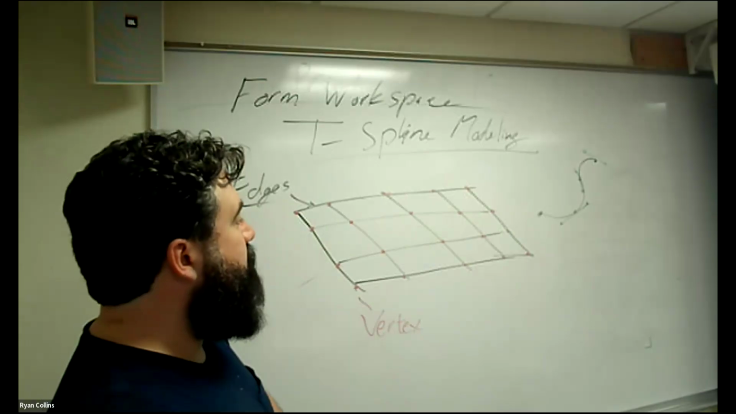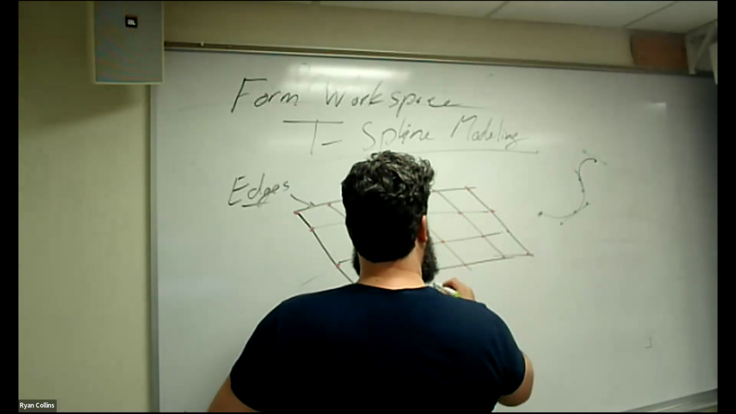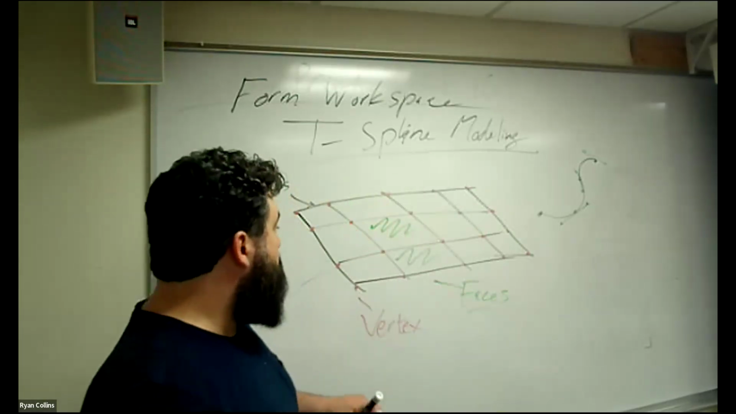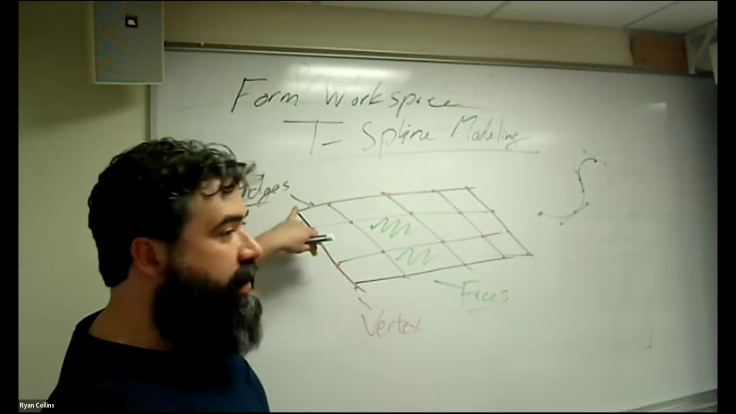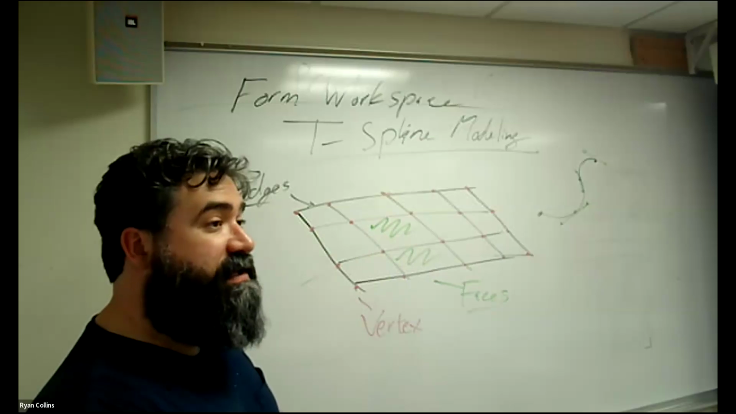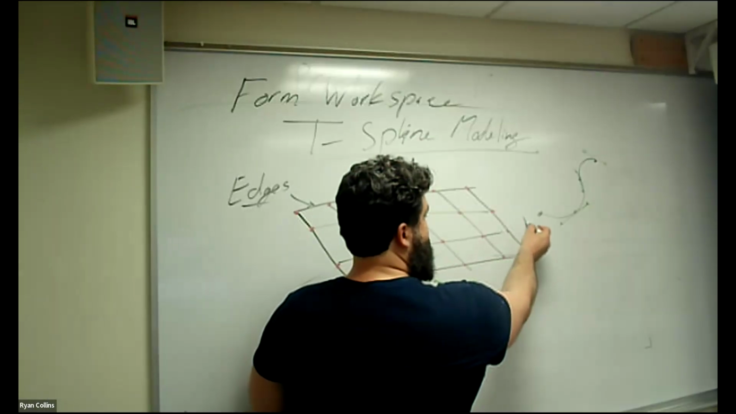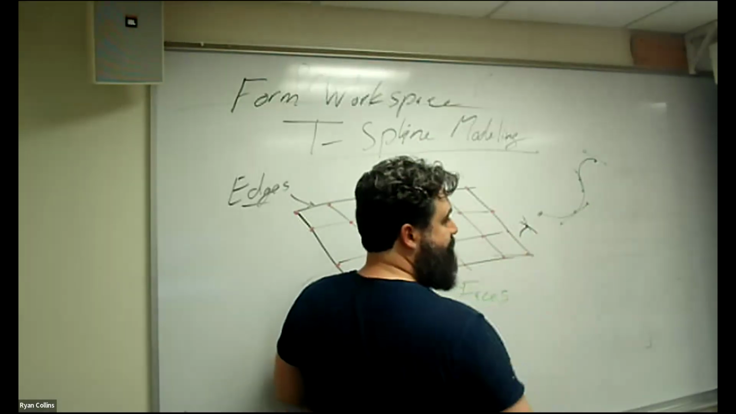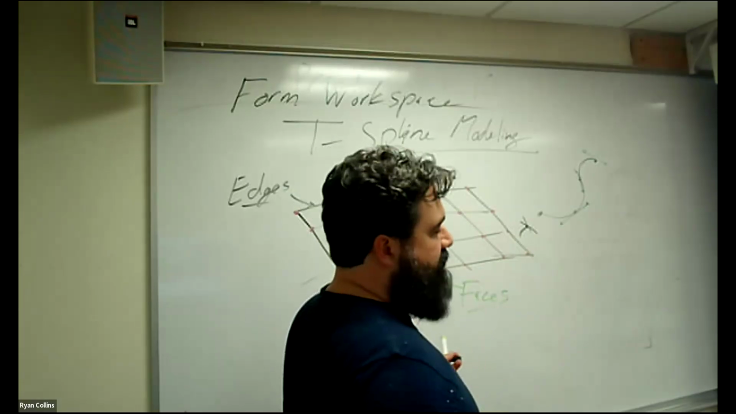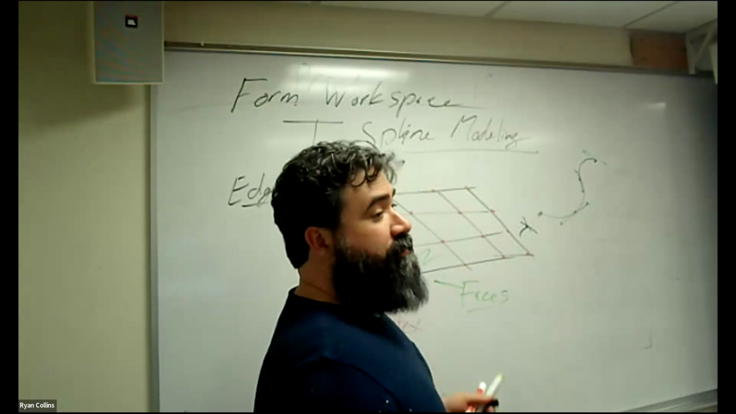The final thing is what's between. These are your faces. So you have vertex, edge, and faces. The reason it's called a T-spline is your spline, when it hits an edge, comes to a T. Very clever. That's all there is. That's not going to be on a quiz or anything. Just if you come across that term, T-spline modeling, and wonder what that is, you've been working with it.